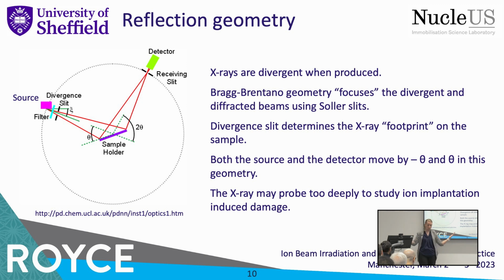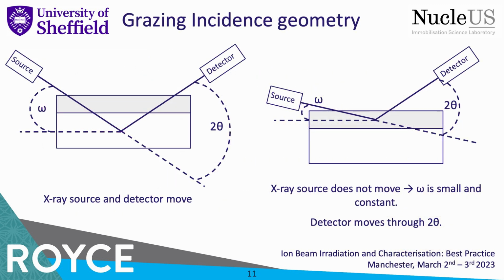So what happens in our normal Bragg-Brentano configuration is both the source and the detector are moving. As a consequence, the penetration depth of your X-rays can be quite high. And if we're only supposed to be probing the first micron or so of our implanted region, it can be way too deep to get any signal from our implanted region. So just to hammer home that, here is a really simple schematic showing what happens in the normal configuration.